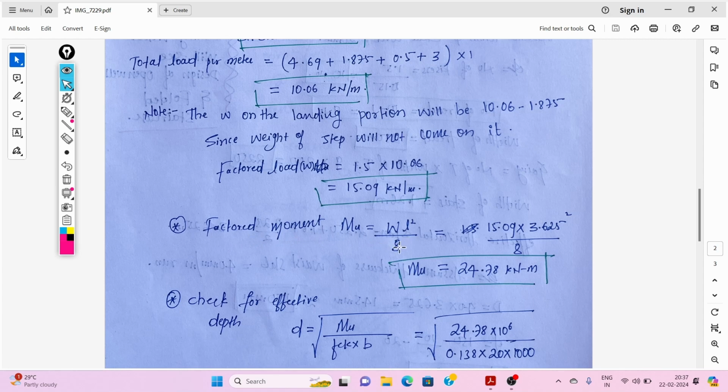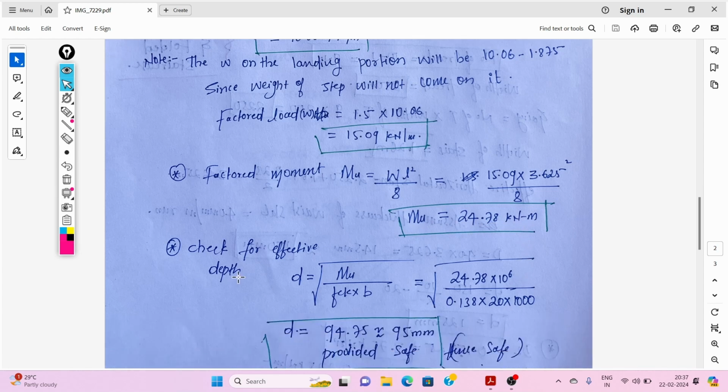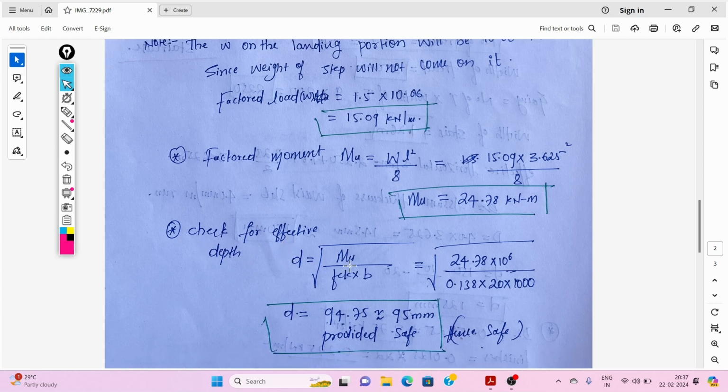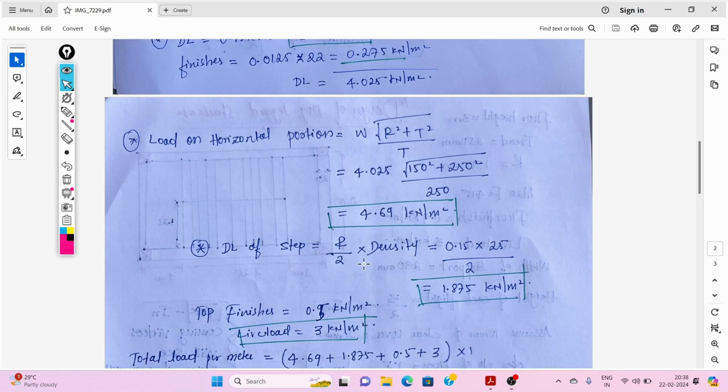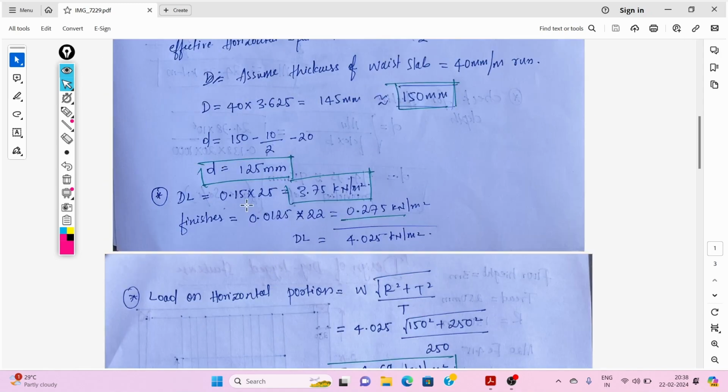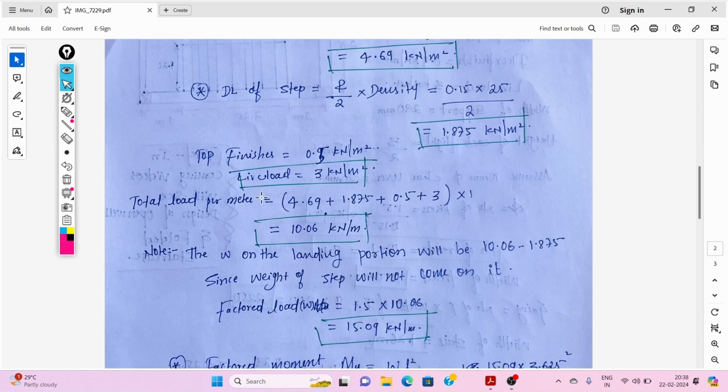Now we'll find the factored moment. Mu is equal to WL square by 8. We'll get the moment as 24.78 kilonewton meter. Now we need to check for effective depth. D is equal to the root of Mu divided by 0.138 FCK into B. Now put the values: 24.78 into 10 raised to the power 6, divided by 0.138 for Fe415, 20 into 1000. We'll get the depth as 94.75. We'll make it 95 mm. We have provided an effective depth of 125.